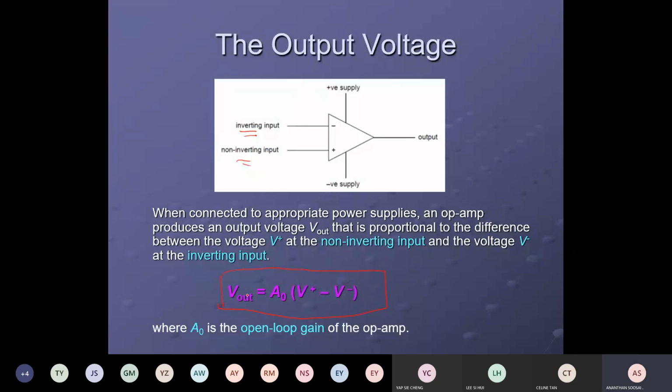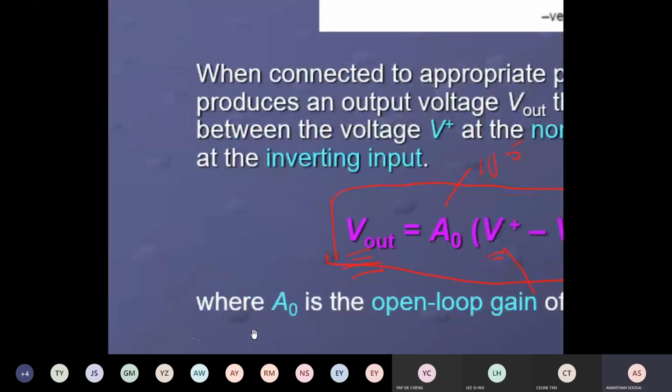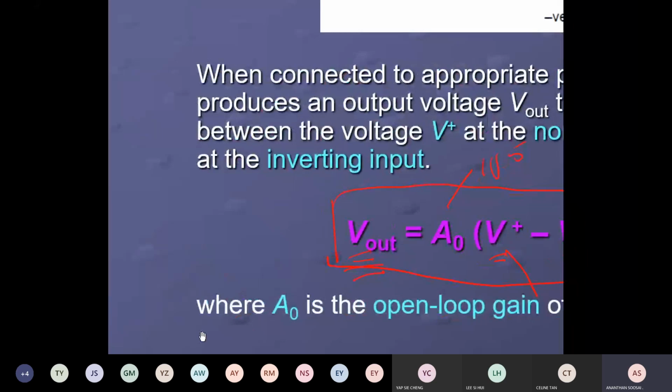This is the output V out. A naught is 10 to the power of 5. V plus is the input at the positive terminal. V negative is the input here. From this formula, you should understand one thing: if V plus is greater than V negative, the output will be positive. If V negative is greater than V positive, the output will be negative. The A naught is called the open loop gain.